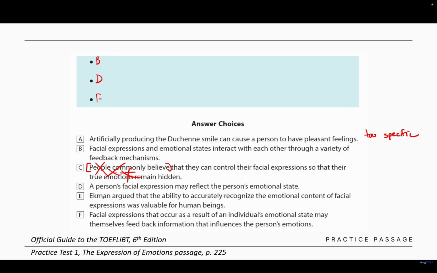All right, and then finally, what makes E wrong? Okay. Just focus on these first two words. I think this is another minor detail. Exactly. Is there a main idea about Ekman's argument? Not really. No. Yeah, not really. Cool. Great job. Awesome job. Thank you. All right, does anybody have any questions about this one? Correct answers are B, D, and F.